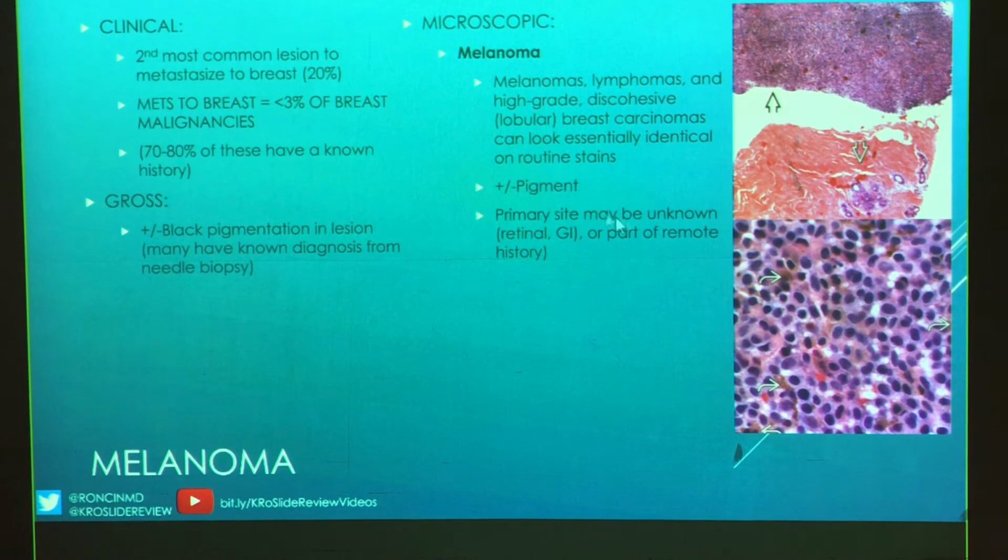So when it says primary site may be unknown, if you have, like, retinal melanomas, they're actually fairly common in the retina. The GI tract, if you have a melanoma sitting in your small intestine as a primary, it could take a very long time before that's found, and it usually would be because you have metastasis somewhere else. They either were doing imaging for something and found it incidentally, or you had a lesion go somewhere else that they were able to find.